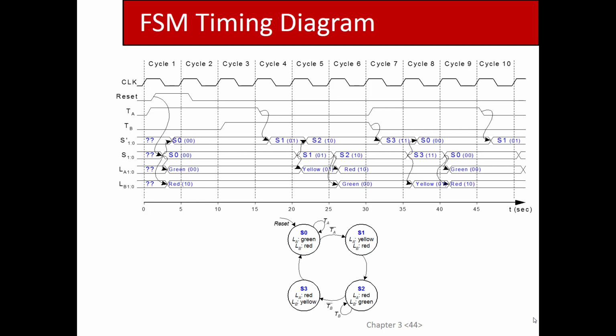And we stay in S2 as long as we have no traffic on B. That changes at this point, but it was too late for this rising clock edge, so we have to wait till that rising clock edge, at which point we switch to state 3. That's our yellow light, so we're only there for one cycle, and then we go back to state 0. You guys with me?